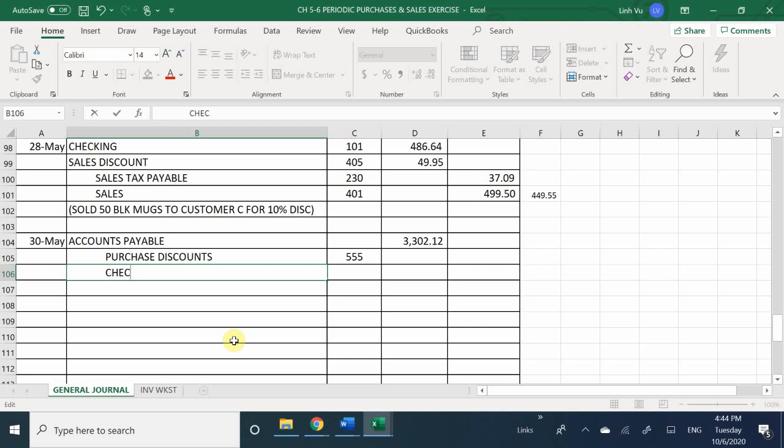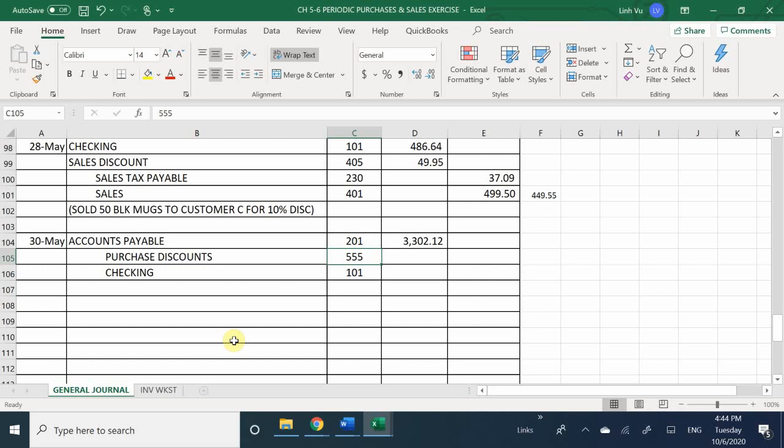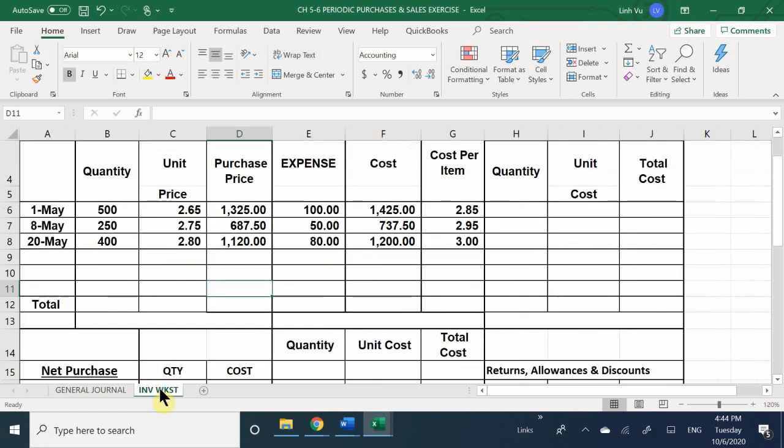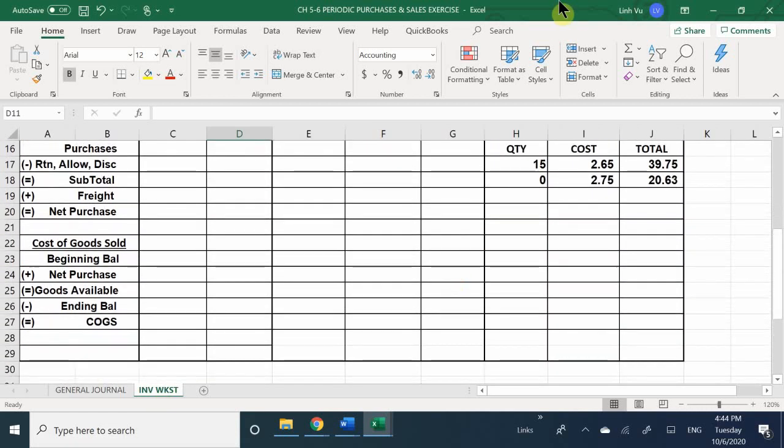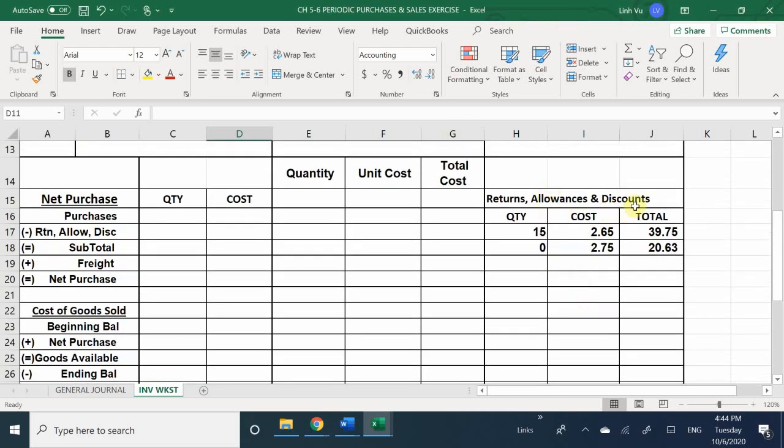With check number 201. Good. So it's going to come right out of our checking account, which is 101. And my accounts payable was account 201. So I'm going to go ahead and calculate my purchase discount, right? I'm going to go into my inventory worksheet because my little section for returns and allowances is also for discounts.